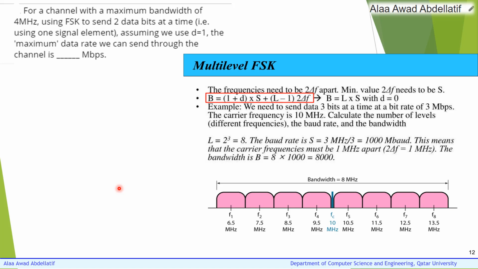So L equals 4, and d equals 1, which means I will have 2S plus 3S, so 5S. The bandwidth is 4 megahertz, so 4 megahertz over 5 gives 1.6 megabits per second. Okay. You can substitute directly in the formula except for 2 delta f equal to S. You have to know that the minimum value of 2 delta f, if it's not given, is S, the baud rate. Okay.